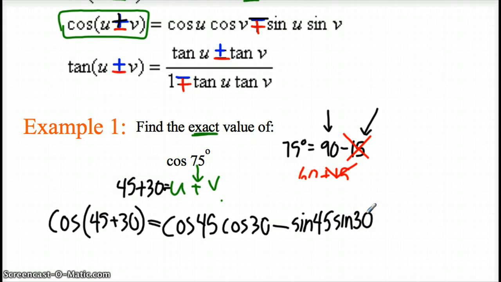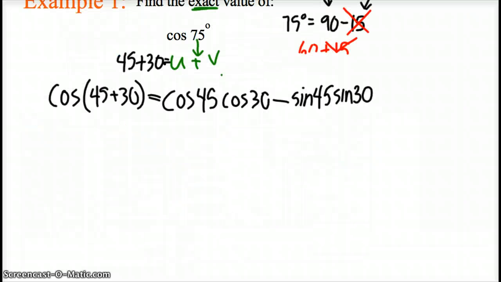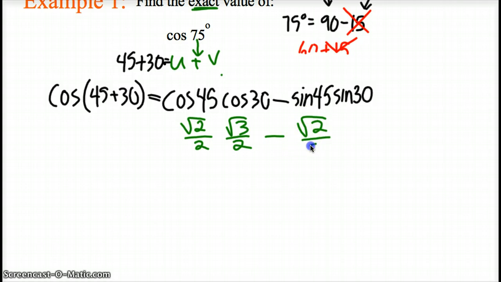Now I look to my unit circle because I know the values for cosine of 45 and 30 degrees, and I know the sine. So I'm going to use those values from my unit circle. According to my unit circle, the cosine of 45 is square root of 2 over 2. The cosine of 30 is square root of 3 over 2. Minus the sine of 45 is square root of 2 over 2. And the sine of 30 is 1/2.